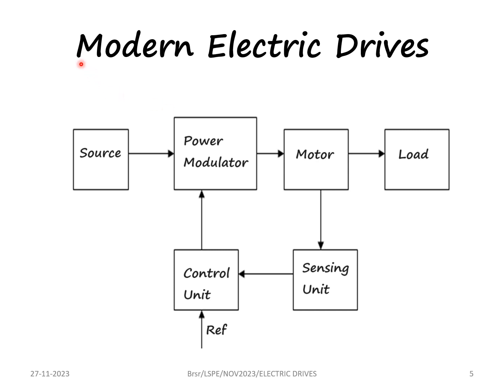This is a modern electric drive. Here the motor whose speed or direction is to be controlled is connected as shown in this picture. There is a source, there is a power modulator, the motor is connected to the load, there is a feedback path in which the parameter required is sensed, then it is controlled and given to the power modulator.